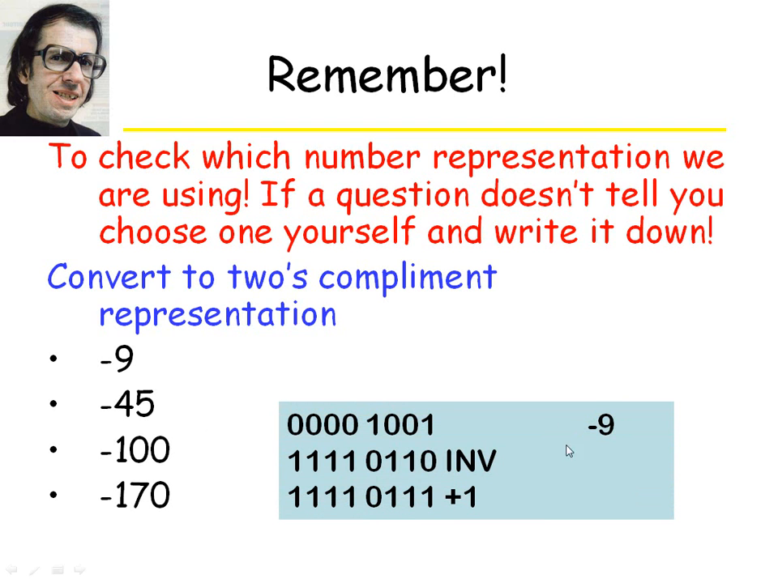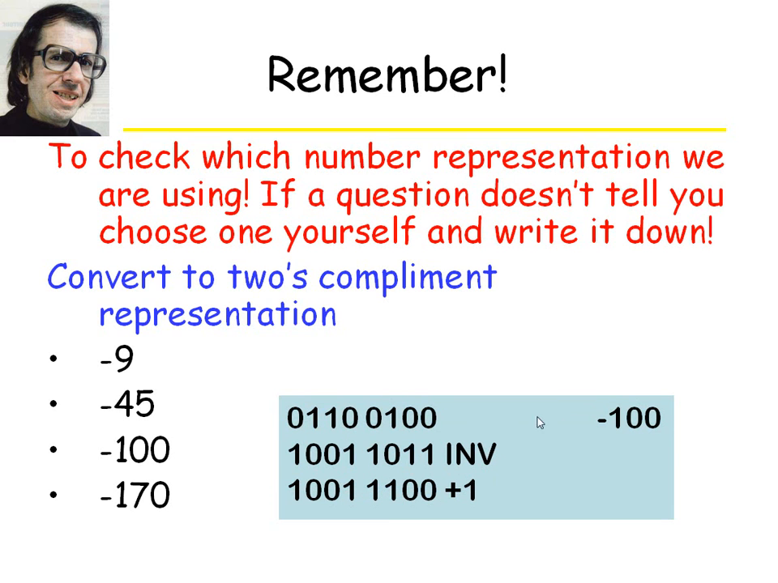So here's negative 9. So I've written down positive 9. I've inverted all the bits and then added 1 on. So that was quite simple. Negative 45. Hopefully these are correct. We've worked out positive 45. We've inverted all the bits and added 1 on. You need to be careful if it carries over. So this one here, you can see there's more carryover.